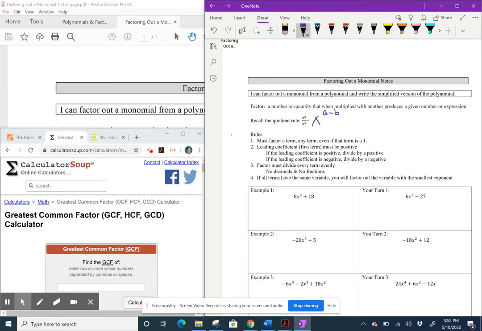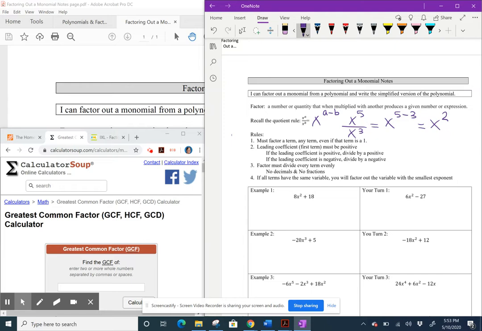So for example, if we have x to the fifth divided by x to the third, that would equal x to the fifth, and then we would subtract the exponent of 3. So then it would be x squared. So always do the numerator first and then the denominator.